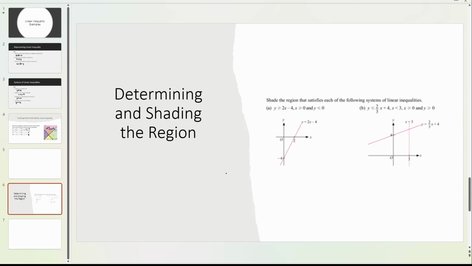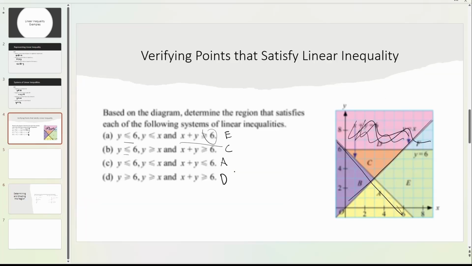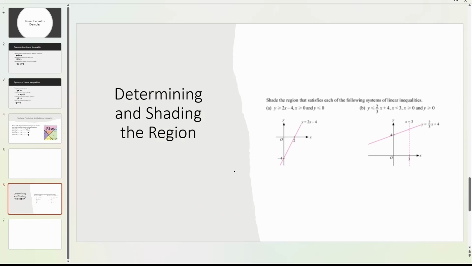Determining and shading the region. Here we will determine the region and shade it just like the question before. Except first, let's see the question. Shade the region that satisfies each of the following systems of linear equations. So we will see that y is more than or equals to 2x minus 4, x is more than or equals to 0, and y is less than or equals to 0.